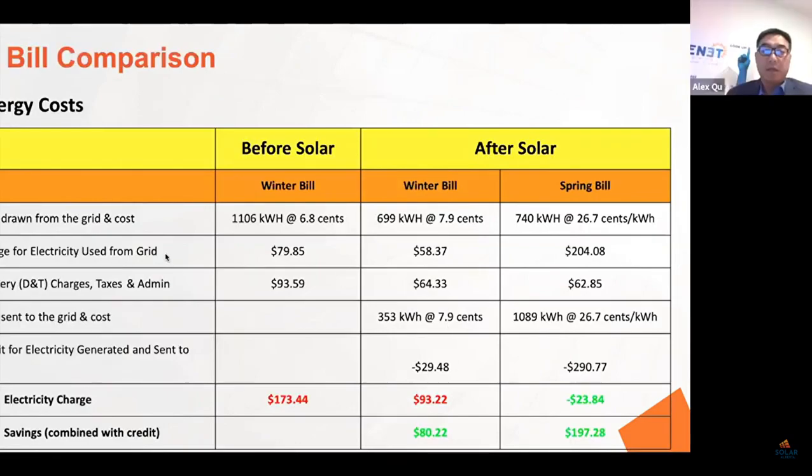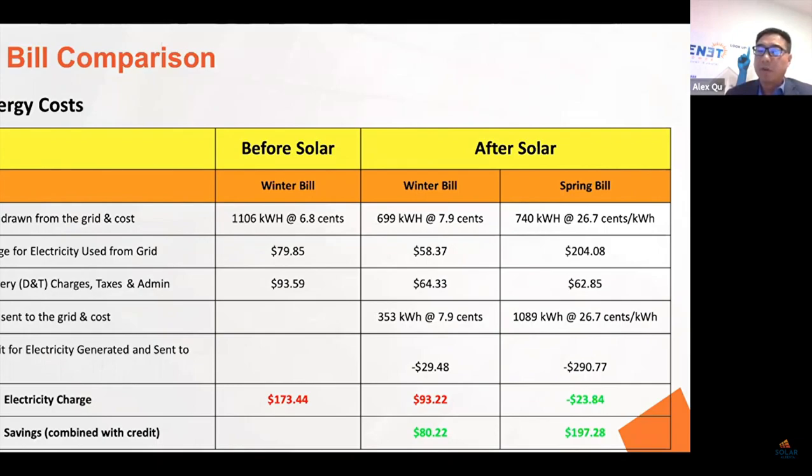Now let's take a look at the three bills from the same household. They are from the Real Home in Edmonton 2021 to show the before and after impact of solar. So before solar, this household's total electricity charge was $173.44 for 1,106 kilowatt hours used from the grid.